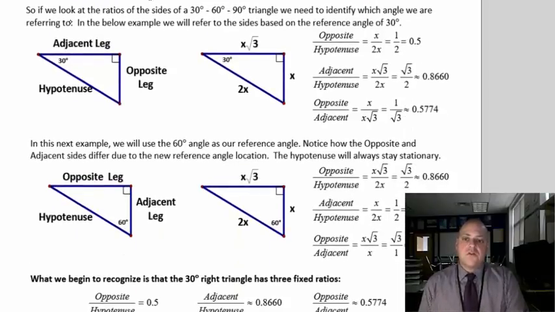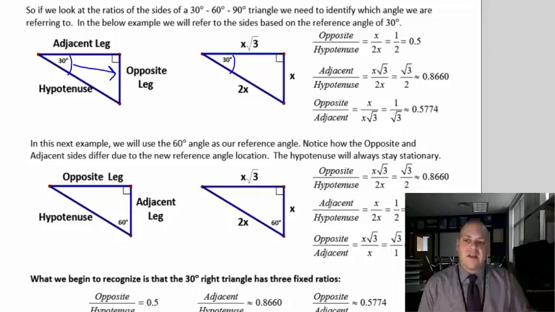All right. So if we look at the ratios of the sides of a 30, 60, 90 triangle, we need to identify which angles we're referring to. In the example below, we will refer to the sides based on the reference angle of 30. So here's 30, and then you've got your opposite leg, your adjacent leg, and your hypotenuse. Now, you might be saying, where are these coming from? Well, this was a lesson I skipped over, because we're going to handle it in this lesson anyway. It's going to make more sense after we do the actual lesson.